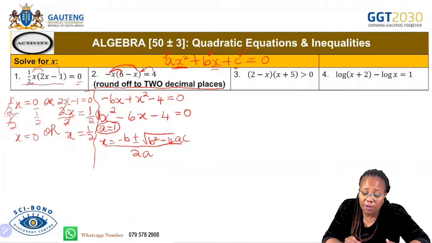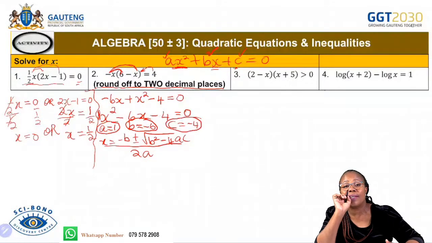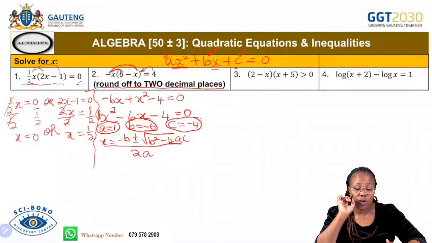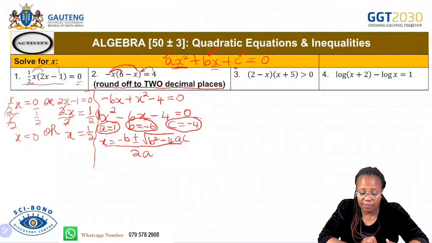And then the b value is the coefficient of x, which is minus 6 in this case. That means b will be minus 6. And then we have the c value, which is minus 4. Of which is the constant value. Remember, you take the number with its sign, okay? Don't leave those negatives out. Otherwise, you will go wrong grade 12.